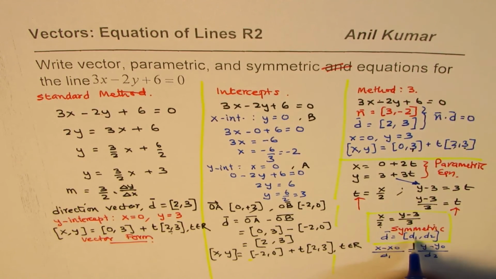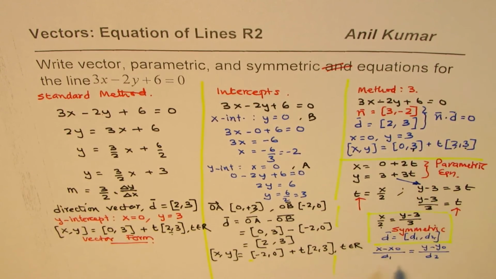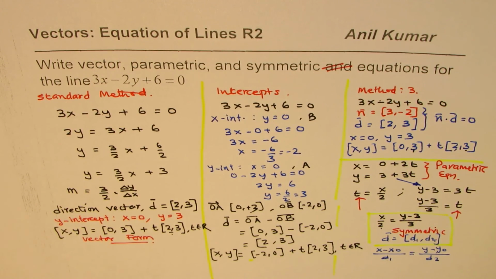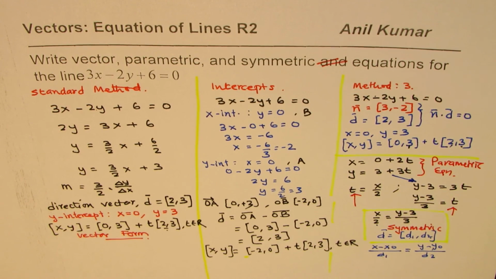These two, which were 2 and 3. Do you see that part? And here, x0 and y0 are 0 and 3, so it is minus 0, minus 3. So you could get it directly also. It's not very difficult. Practice, and I hope that becomes simple for you. We'll take a few more examples in translating these equations from one form to another.